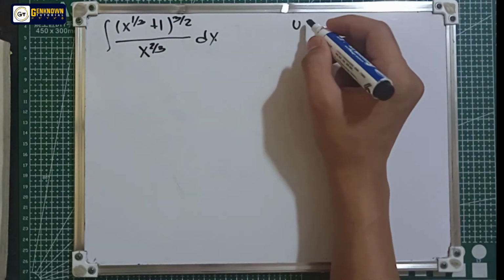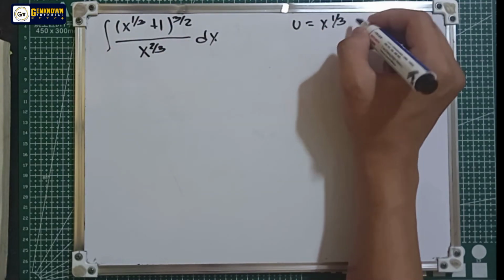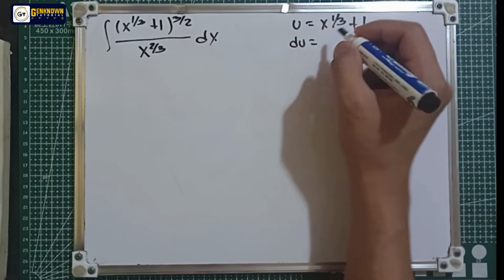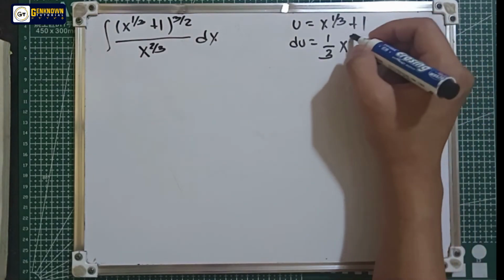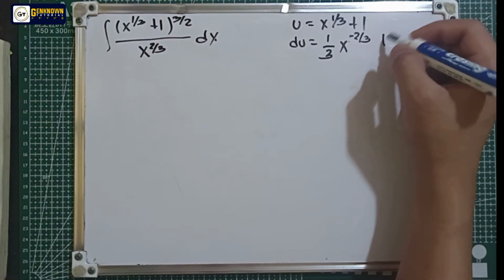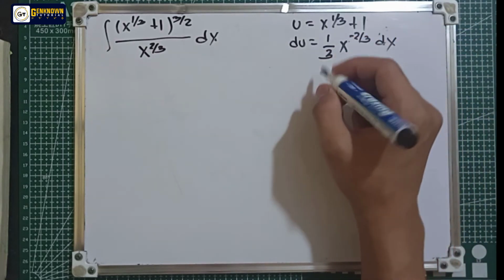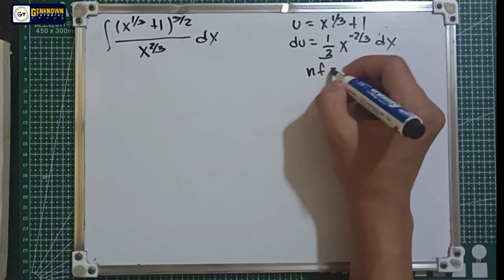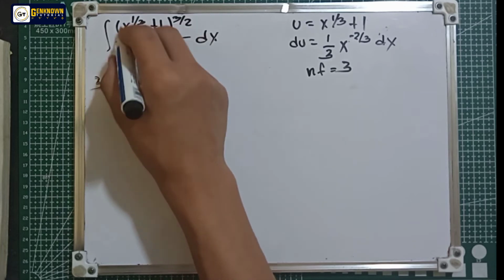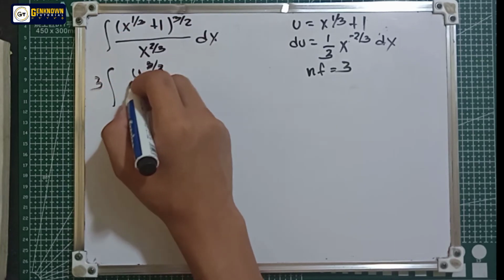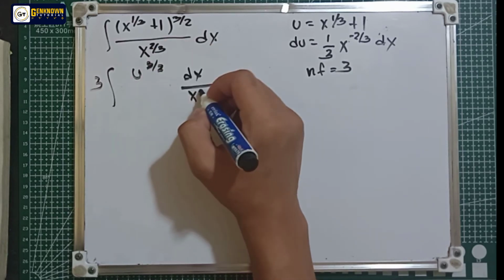So, let's try. u is equal to the numerator except the exponent, x^(1/3) + 1. So, derive: 1/3 x^(1/3 - 1) is x^(-2/3), plus 0, dx. So the neutralizing factor here is basically 3. Let's substitute. So, 3 times the integral of u^(3/2) over dx over x^(2/3).